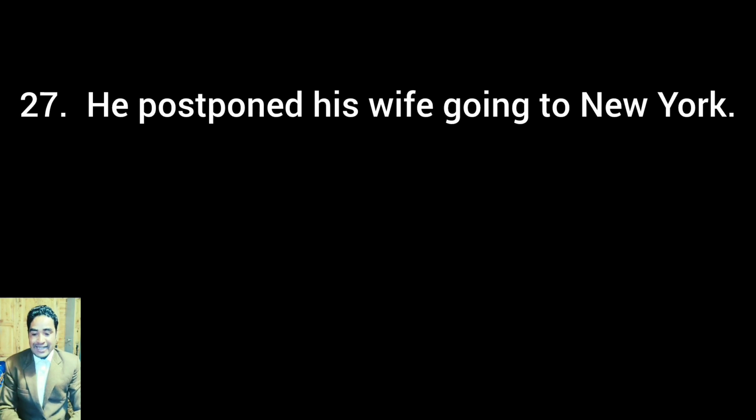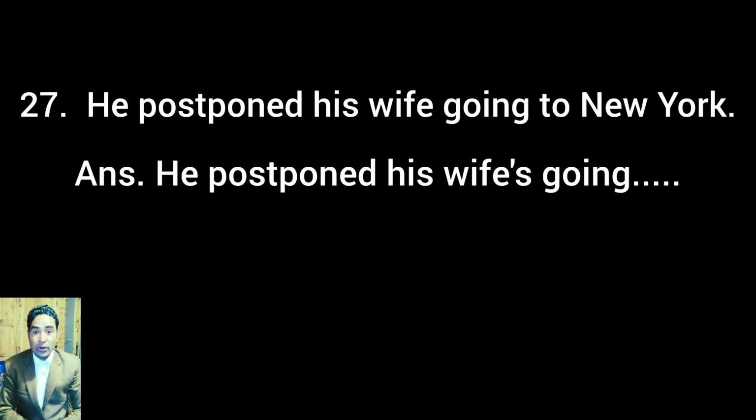He postpones his wife going to New York. The answer is wife's going. Why? Guys, here is apostrophe S after wife, and after that comes going. But why? Because going is a noun, a gerund. A gerund is used as a noun, and wife is also a noun. Two nouns cannot stand together without apostrophe S or a conjunction. You say, I don't like you going, I don't like his going, I don't like her coming.